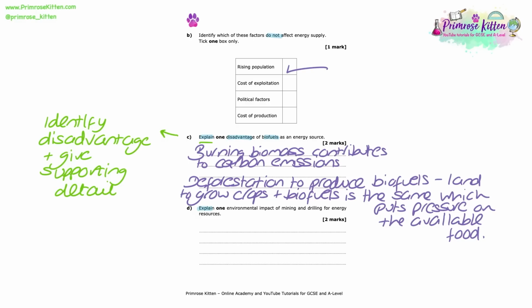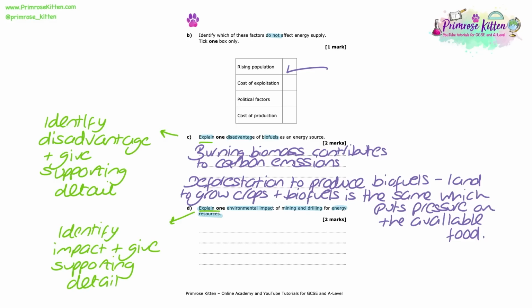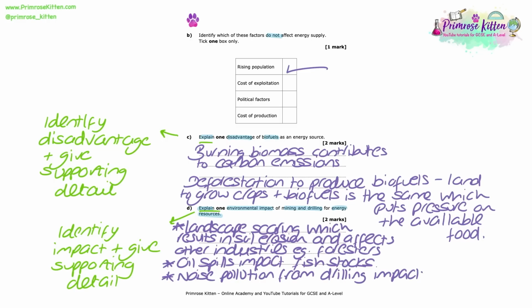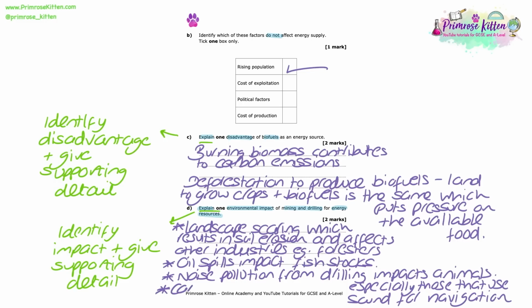Part D. Explain one environmental impact of mining and drilling for energy resources for 2 marks. To be awarded the 2 marks available here, you first will need to identify an impact and then give supporting detail. Possible responses might include that it leads to landscape scarring, which results in soil erosion and affects other industries, such as foresters, that oil spills might impact fish stocks, that noise pollution from drilling impacts animals, especially those that use sound for navigation, or you could mention carbon emissions.